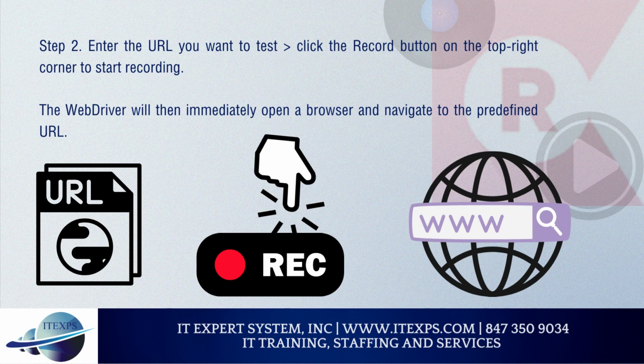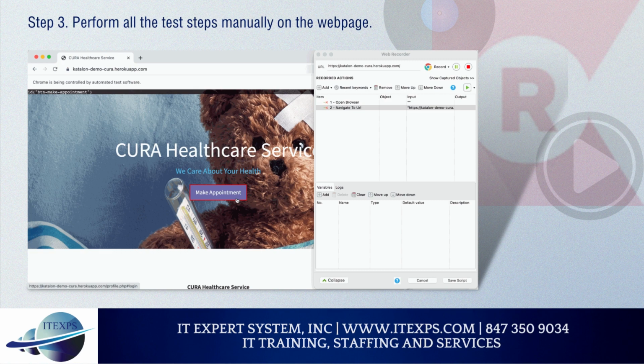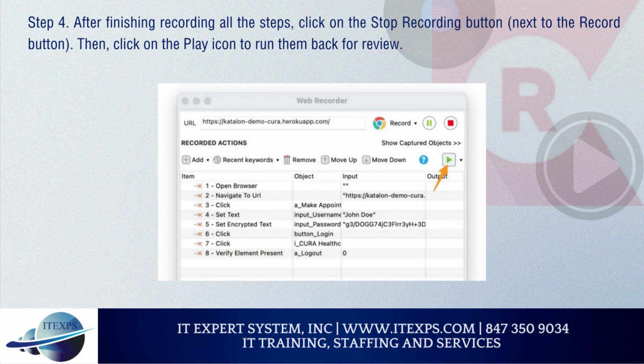Step 2: Enter the URL you want to test, then click the Record button on the top right corner to start recording. The web driver will then immediately open a browser and navigate to the predefined URL. Step 3: Perform all the test steps manually on the web page. Step 4: After finishing recording all the steps, click on the Stop Recording button next to the Record button. Then, click on the play icon to run them back for review.